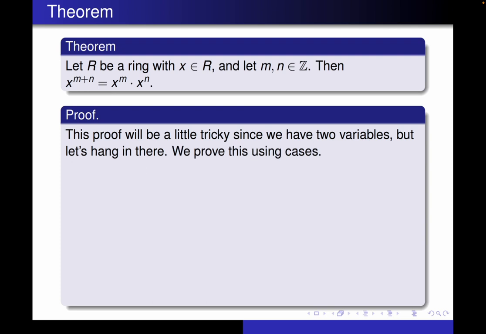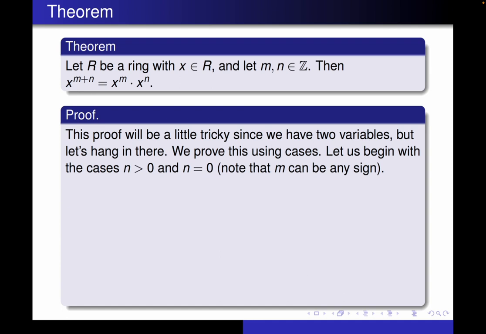So we're going to prove this using cases. The first case we're going to use is when n is greater than 0, and then the second case is when n is equal to 0. We're going to take care of those 2 cases, and then we'll sort of concentrate on cases for m. And I should note that m can literally be any sign. M can be a positive number, it can be 0, it can be a negative number. We don't care right now. All we care about is n. That is what we were doing the induction on.